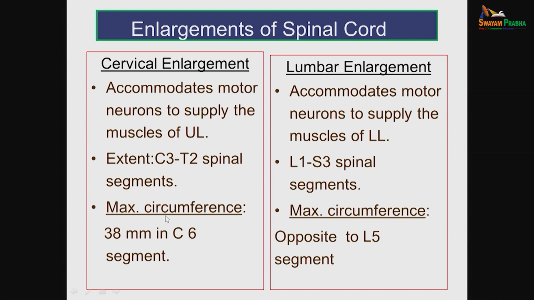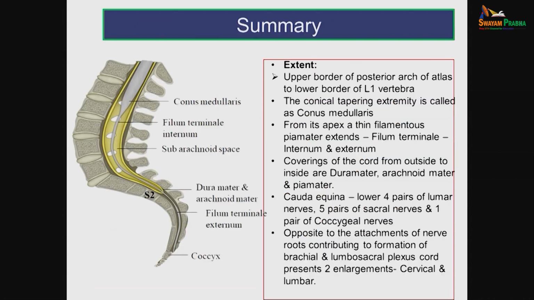If you look at the maximum circumference, it is 38 millimeters at the C6 segment for the cervical enlargement, and for the lumbar enlargement, the maximum circumference is opposite to the L5 segment. These are the two enlargements of the spinal cord. So, we will summarize what we have learned till now.